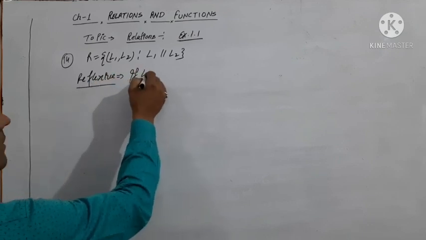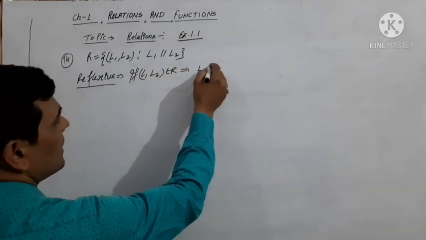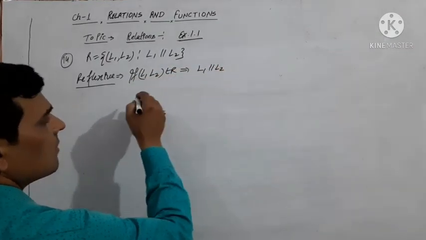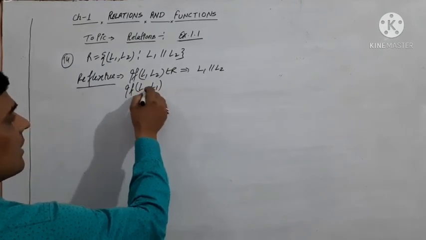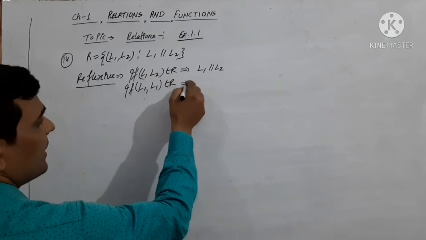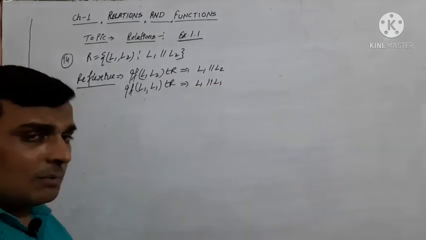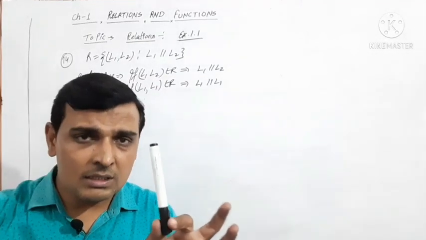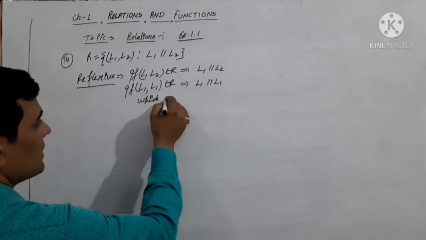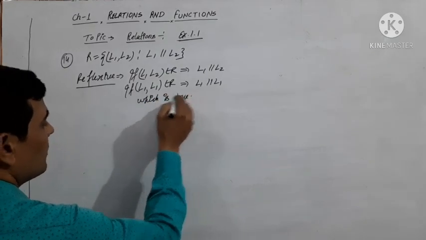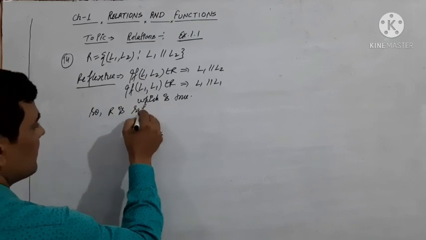If L1, L2 belongs to R, then L1 is parallel to L2. If L1, L1 belongs to R, then L1 is parallel to L1. This is also true because कोई भी लाइन बेटा अपने आप के पैरेलल तो होगी. ठीक है? तो which is true? So R is reflexive.